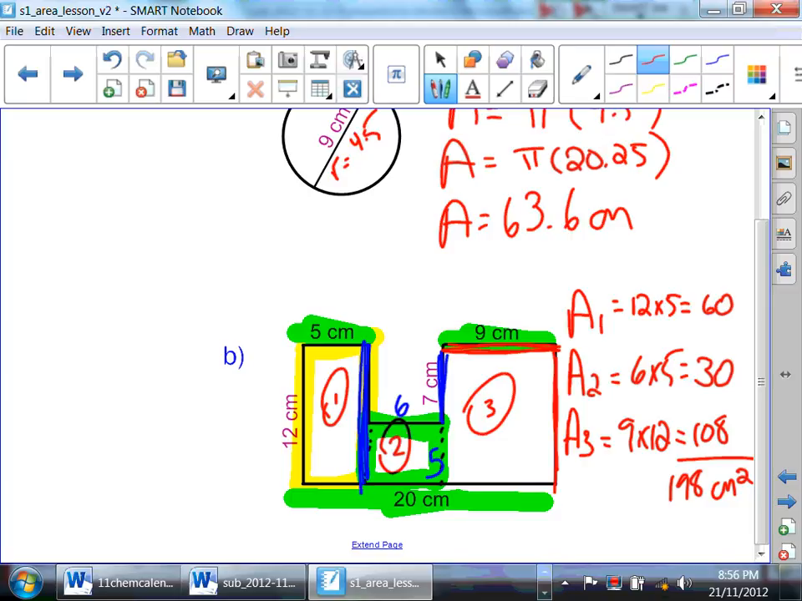This is not a parallelogram, a circle, a square, a rectangle. This is a composite object because it's made of two or more objects that we know. It's made up of 3 rectangles. So we have to find the area of each of the rectangles, then add them together to find the total area of the entire object. Okay?